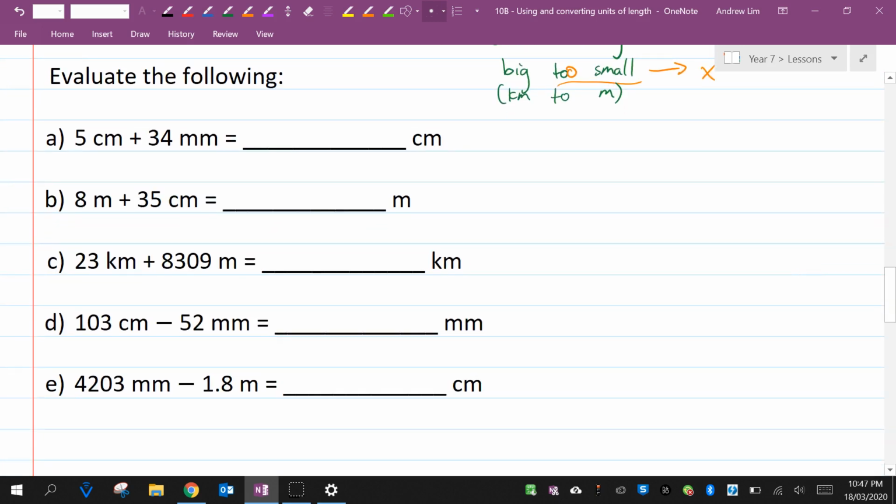Okay, I'm going to go through one of these with you, and then I'll get you to pause the video and have a go yourselves. So question A, we have 5 centimeters plus 34 millimeters. The issue with this is that they're not the same units. We can only add it when they're in the same units. Now, because the answer tells us that it wants the answer in centimeters, I'm going to convert this 34 millimeters into centimeters.